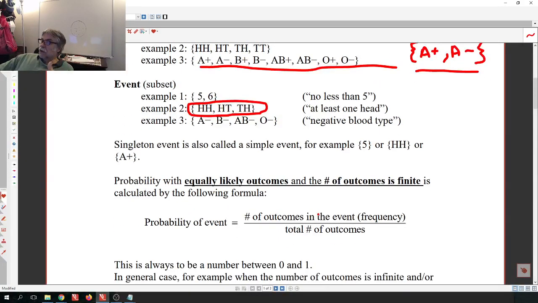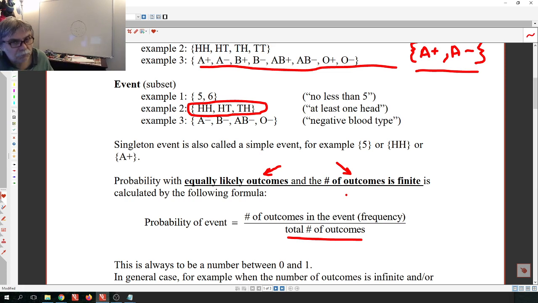Meaning we are using this formula. Probability of an event is the number of outcomes in the event, the frequency of the event, how many things you have in that event, 3. What is the total number of outcomes? How many things are in the sample space? You just have to count, 4. The probability is 3 out of 4. But you must have events that are equally likely, and the number of them must be finite, because you can't really divide by an infinite number, right? So that makes sense. Okay?